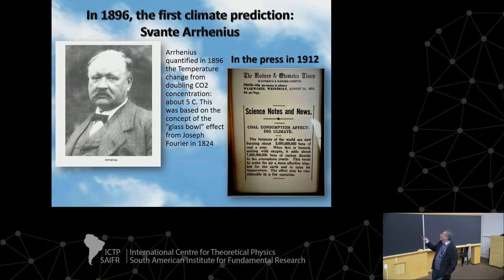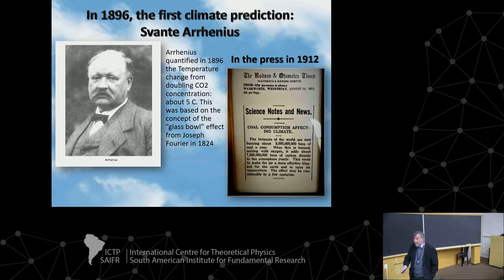And this is also well known in the press. For instance, this is a newspaper article in 1912 mentioning that at that time they were burning about 7 million tons of carbon dioxide to the atmosphere daily. That was their calculation for daily emissions at that time, mentioning that this will tend to make the air a more effective blanket for the Earth. So this is also well known in the general press.